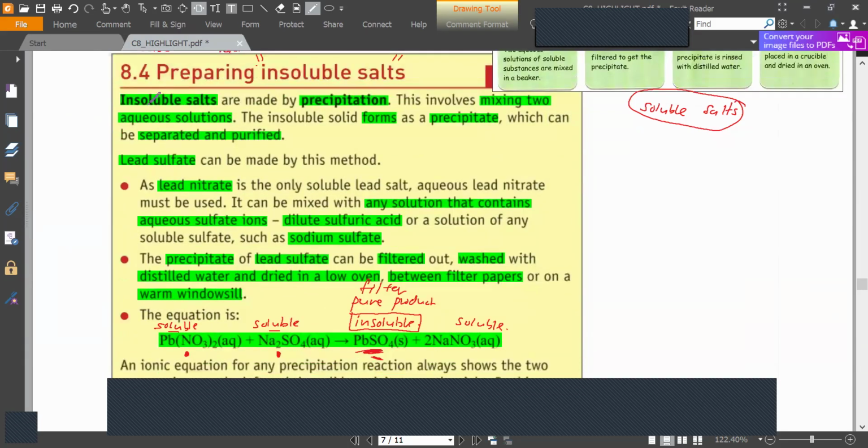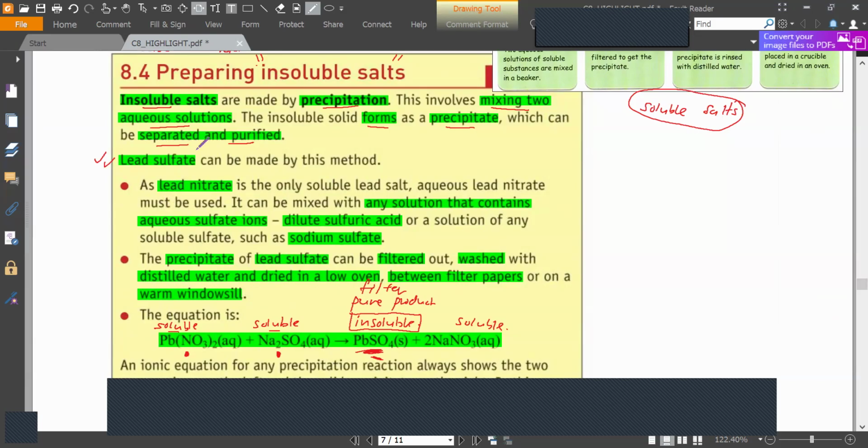Insoluble salts are prepared by precipitation, mixing two aqueous solutions. The insoluble solid forms a precipitate which can be separated and purified. Lead sulfate can be made by this method. Lead nitrate.